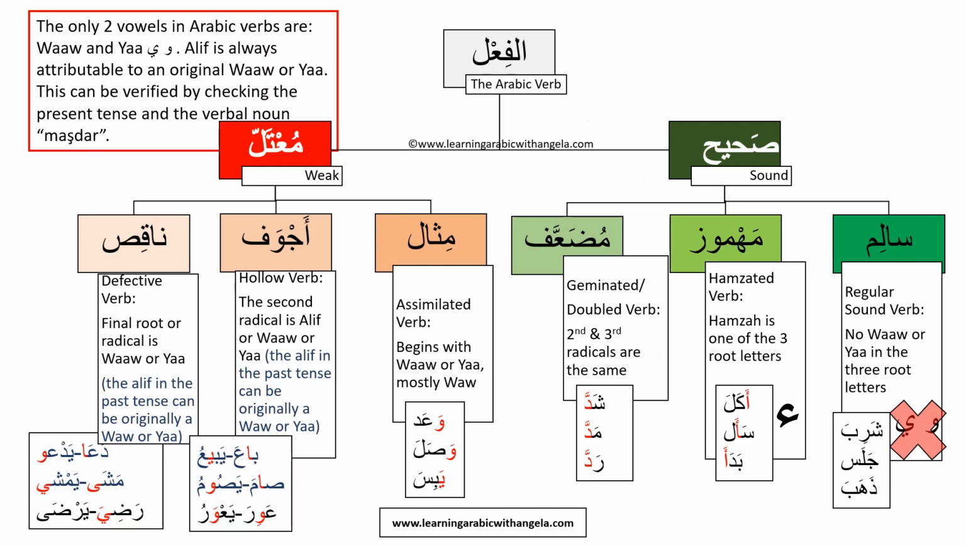So we can sum up so far that the Arabic verb is either sahih, sound, or mu'tal, weak. And a sound verb, or al-fi'l al-sahih, does not have any waw or ya in its root letters. So basically no vowels. Whereas the weak verb, or al-fi'l al-mu'tal, will have one or even two vowels in its root letters. And under each broad category, whether sound or weak, there are subcategories which we will look closely at.